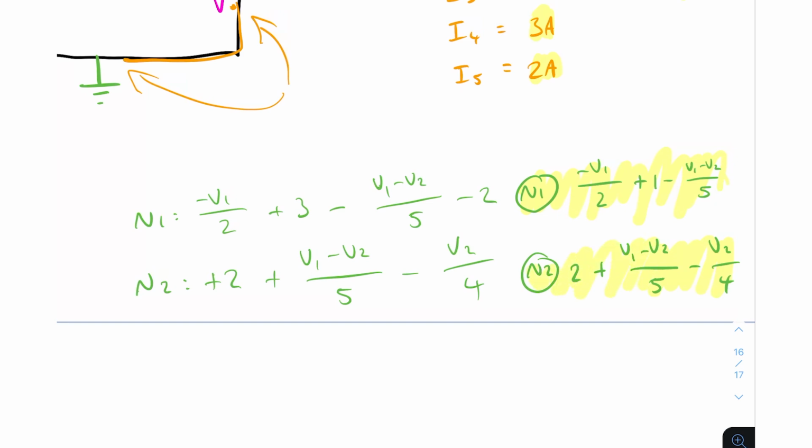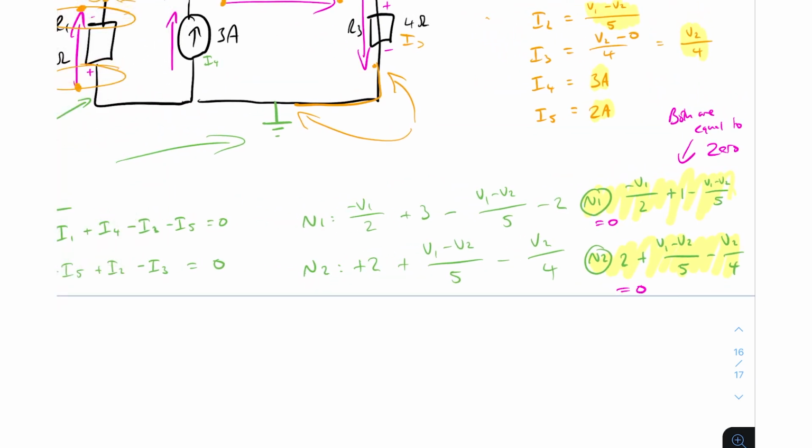And there we go. So now if you know simultaneous equations, we already know that both of these 2 equations here are equal to 0, right? So this equals 0 and this equals 0, because of Kirchhoff's current law. Okay. So in terms of getting them to be the same value, we need to do some multiplication.